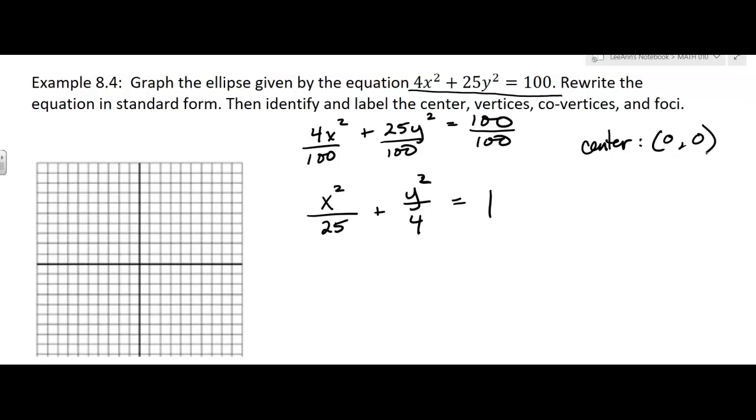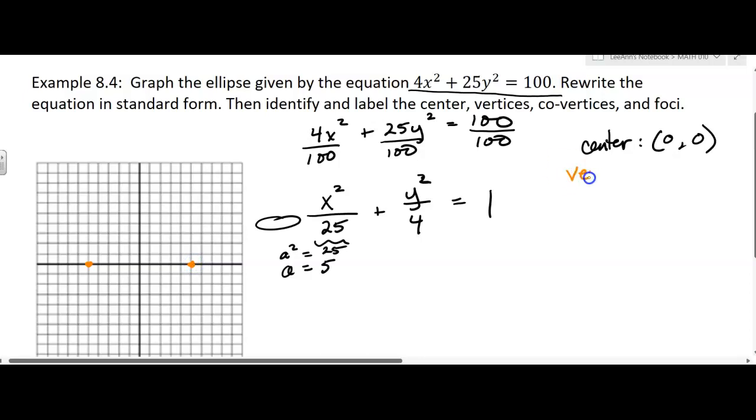Now, the way to graph this is figure out what A and B are. Okay, so the larger number is under X. That means it's a pancake shape. And so A is 5, because you got A squared is 25, right? So you got to take the square root of it. So from the center, I'm going to count out 5 to the left and 5 to the right. 1, 2, 3, 4, 5. 1, 2, 3, 4, 5. Okay, those will be the vertices.